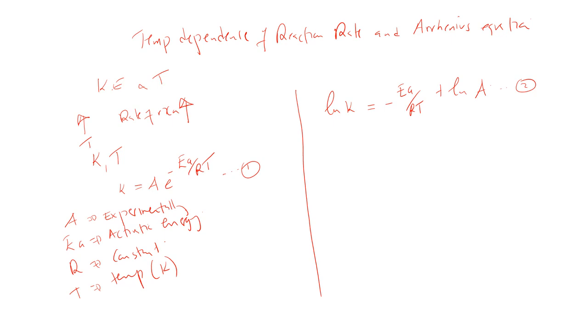If we write it in log to the base of 10, then it will be log of k is equal to minus Ea over RT plus log of A. If we use the logs instead of the natural log, then this will become log of k is equal to minus Ea over 2.303 RT plus log of A. So this becomes our equation number 3.